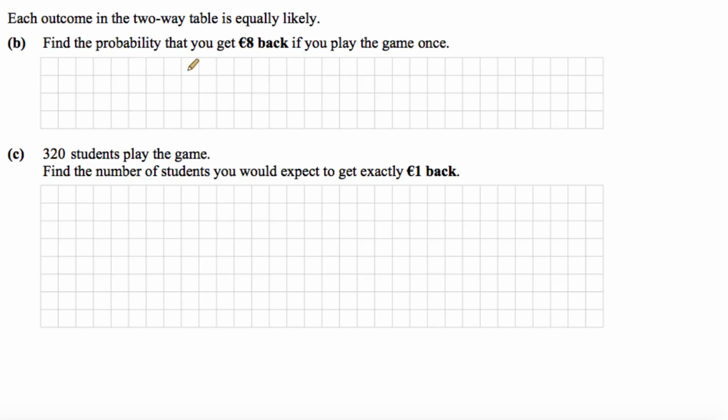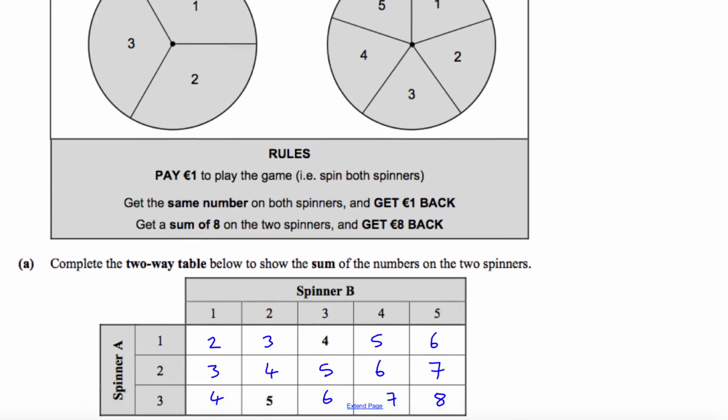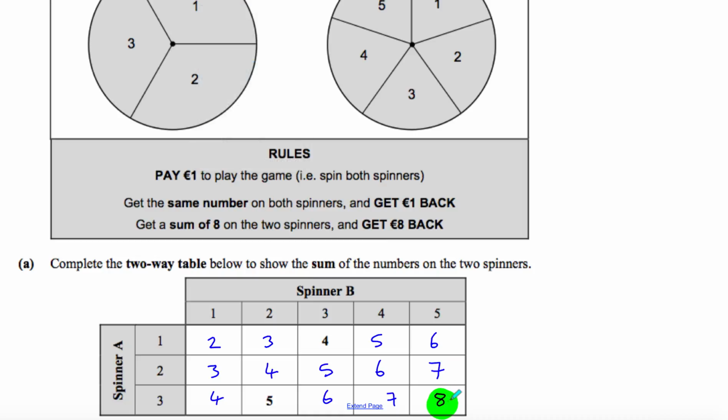So each outcome in the two-way table is equally likely. Find the probability that you get €8 back if you play the game once. If we go back to our table, probability of getting €8 back means getting an 8. So the probability of that happening is just this value here.